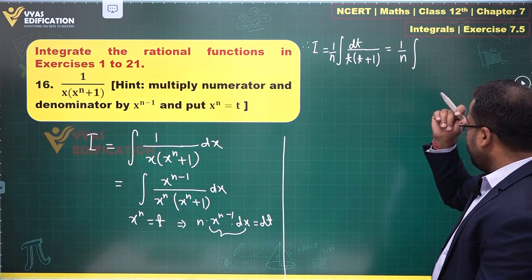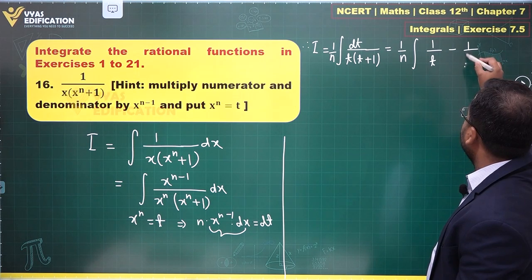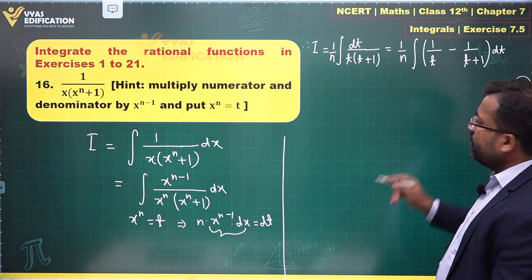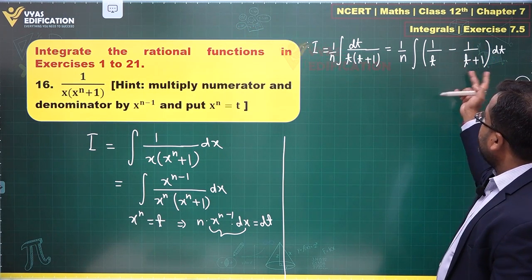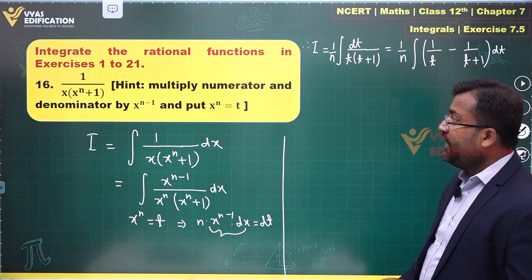I'll write those two partial fractions. What I'll get is 1 upon t minus 1 upon t plus 1. You can convert into partial fractions very easily. You know the approach, right? So this is t plus 1 minus t, which is 1 upon t times t plus 1, is what I'll get. Conversion into partial fractions is not difficult, right?